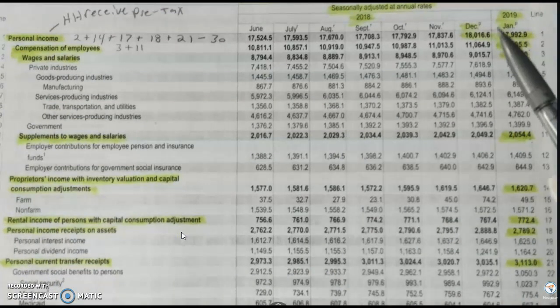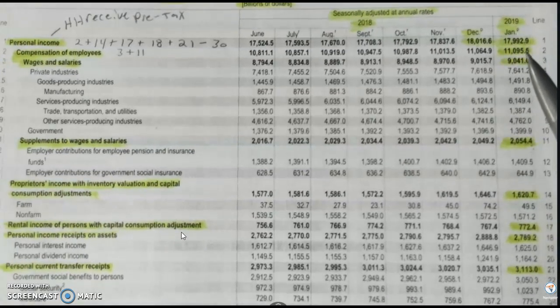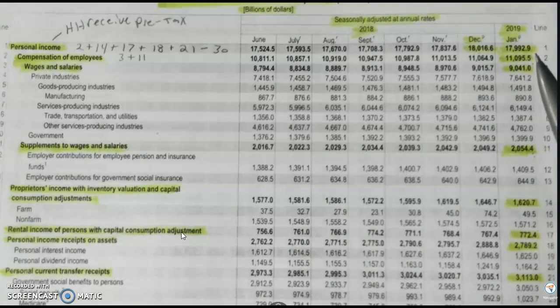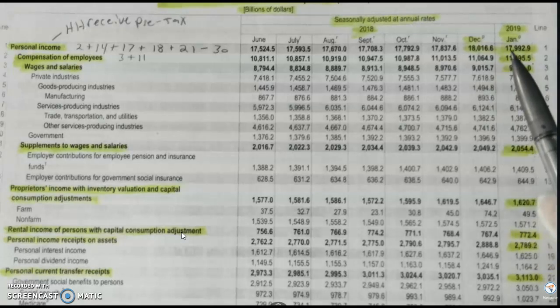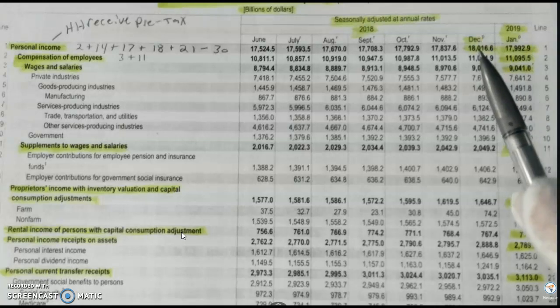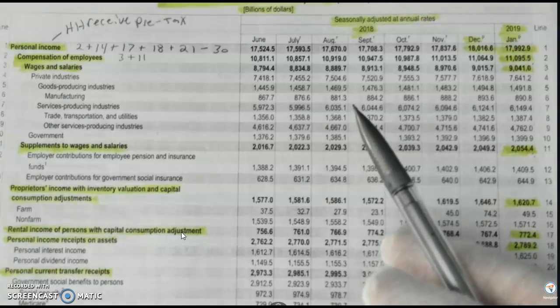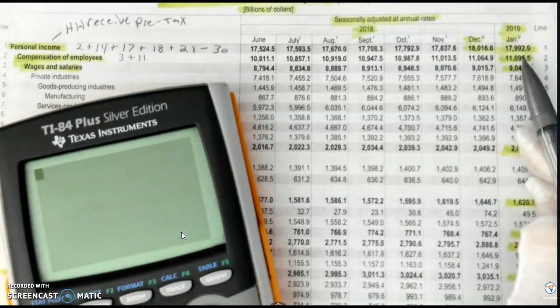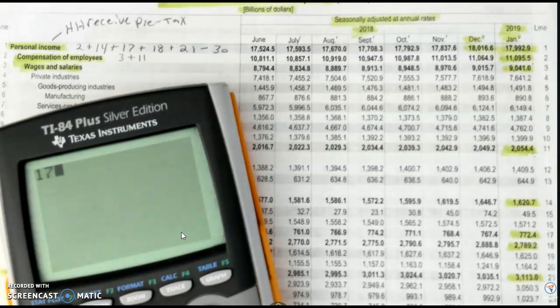So personal income in January 2019 was $17,992.9. Of course, these are in billions of dollars, so we need to add 9 zeros. If you do that, you get 17,992,900,000,000. And it looks like that is down from December 2018. In some instances, we may want to calculate that change. To do that, you use the basic percentage formula that we've used in other examples for GDP and some other reports. You take the later figure, 17,992.9. You divide that by the earlier figure, 18,016.6.